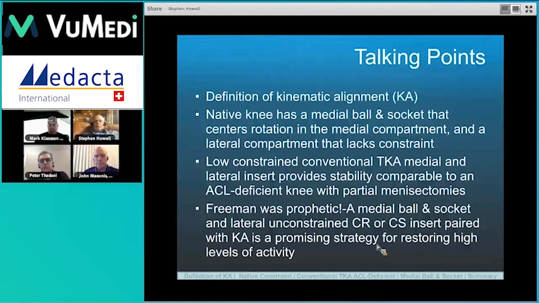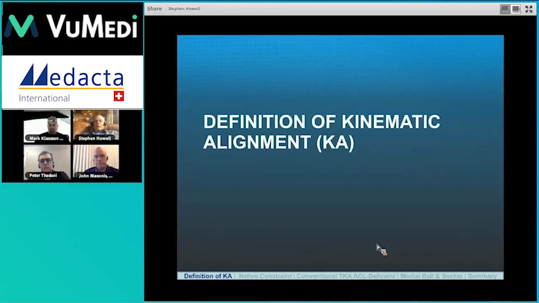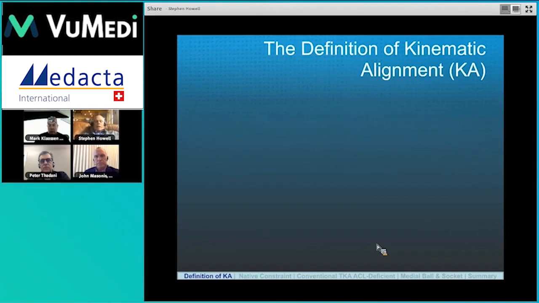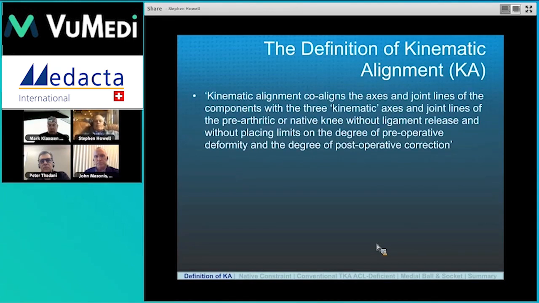I think Freeman was prophetic. A medial ball and socket and lateral unconstrained cruciate retaining or cruciate substituting, that is posterior cruciate substituting insert, combined with kinematic alignment is a promising strategy. So let's look at a definition of kinematic alignment.